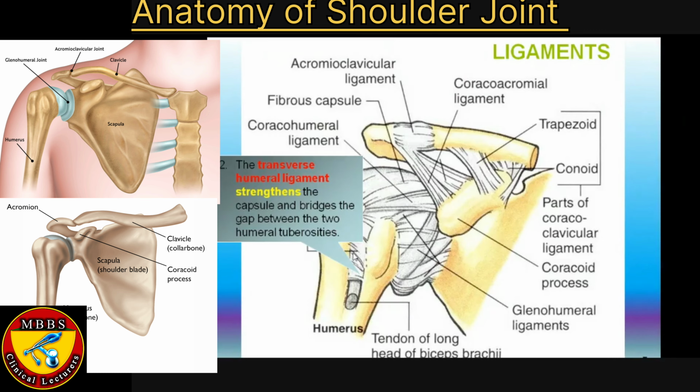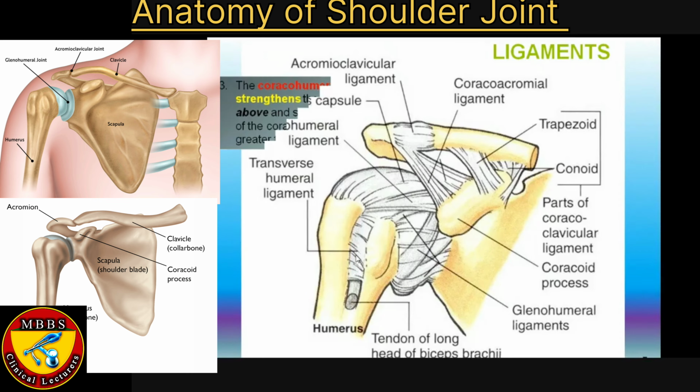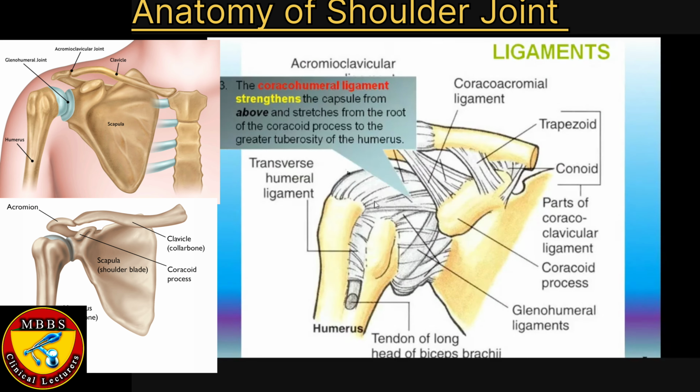Then we come to the transverse humeral ligament. This is present on the humerus, lying in a transverse direction, and that is why we name it the transverse humeral ligament. This also helps in strengthening the capsule, and it bridges the gap between the two humeral tuberosities.